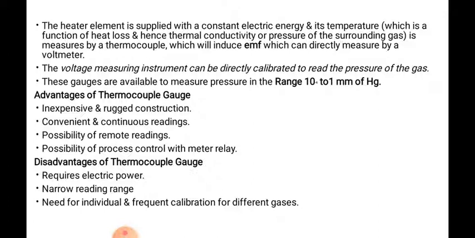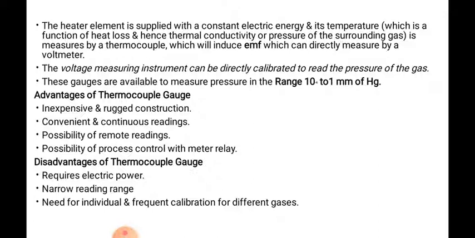The voltage measuring instrument can be directly calibrated to read the pressure of the gas. I have already explained how, because the voltage scale is calibrated for the measurement of pressure. Now the thermocouple gauge measures the pressure in the range of 10 to the power minus 4 to 1 mm of Hg, means this low pressure is measured by using the thermocouple gauge.